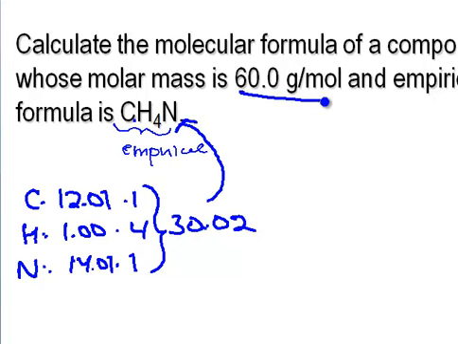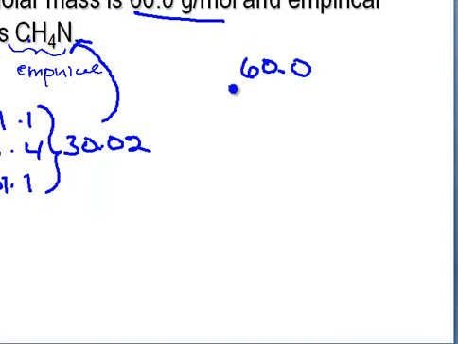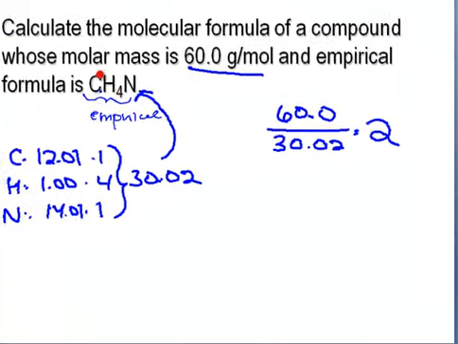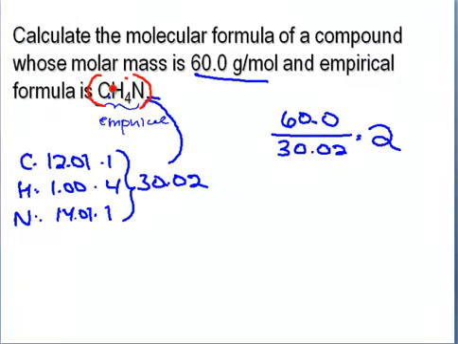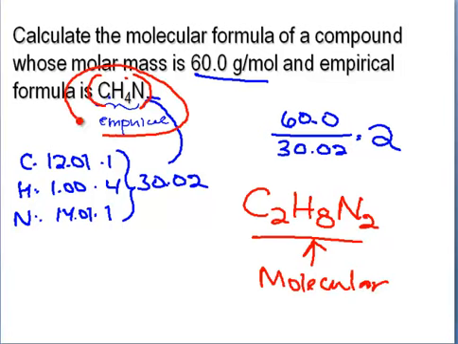So I take my molecular mass that's given to me, 60.0, I divide it by the 30.02, and I get a whole number of 2. So then I take that 2 and I multiply it by everything inside of here. So I get C2H8N2. This is my molecular formula. And this is my empirical formula.